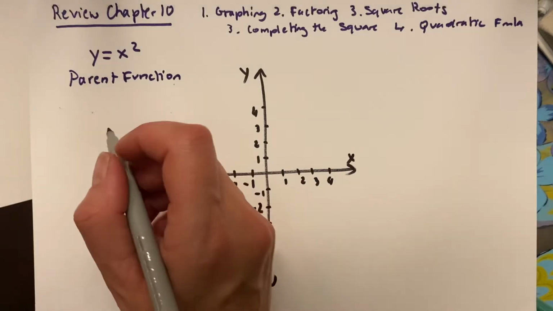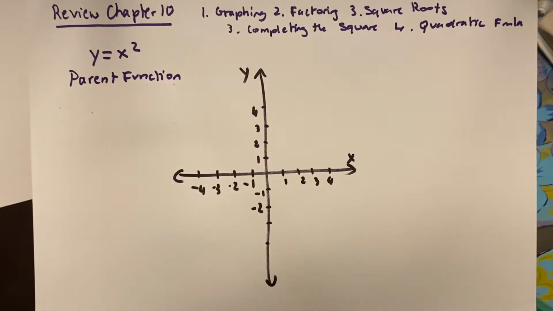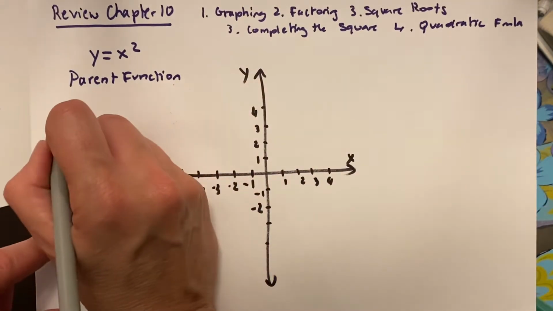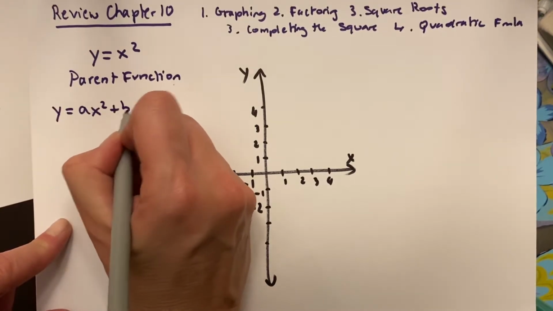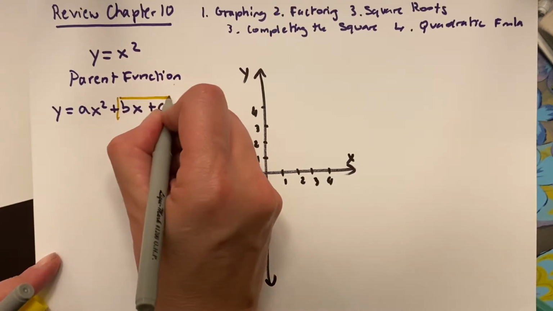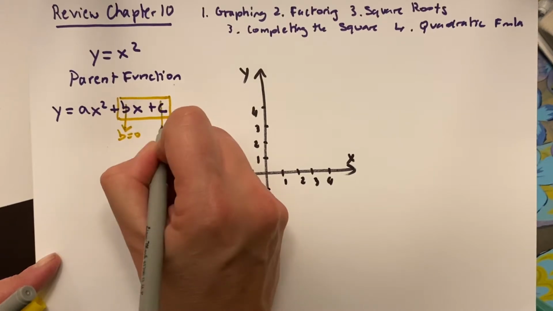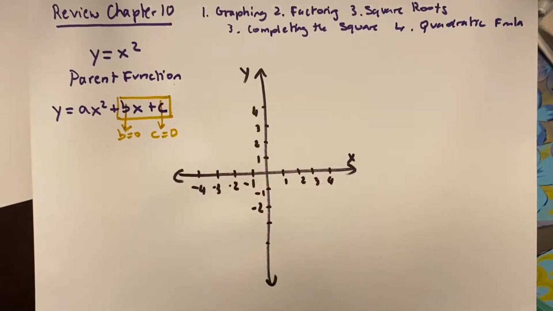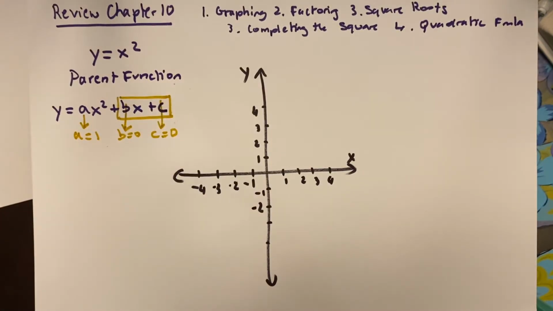Now the parent function is the function which occurs when y equals ax squared plus bx plus c, when these portions of the function are zeroed out, b equals 0, c equals 0, and where a equals 1. It's the very, very simplest function you can have.